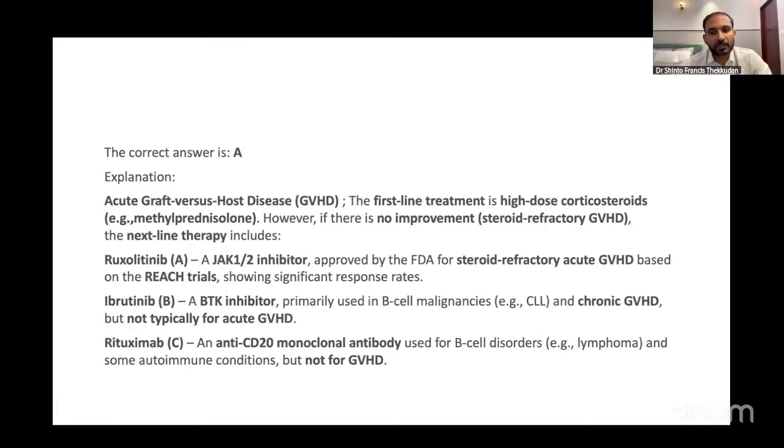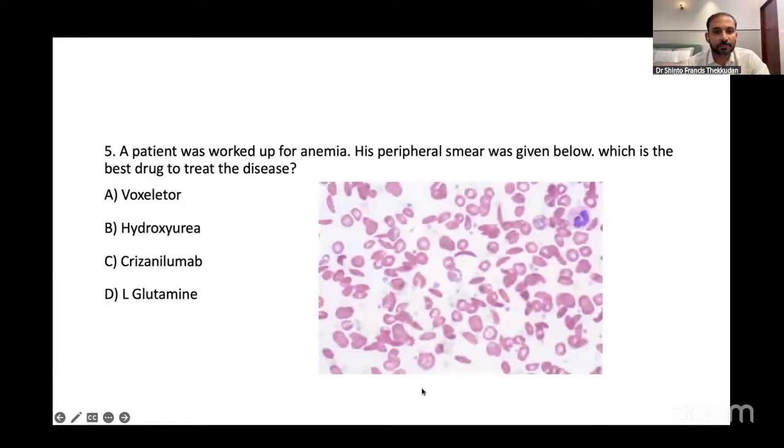So acute GVHD, first line steroids, then if no improvement, second line agents include ruxolitinib, JAK2 inhibitors, in the REACH trial. Ibrutinib, a BTK inhibitor, is used in B-cell malignancies, CLL, and chronic GVHD, but not in acute GVHD. Rituximab is an anti-CD20 for B-cell disorders, but not for GVHD.